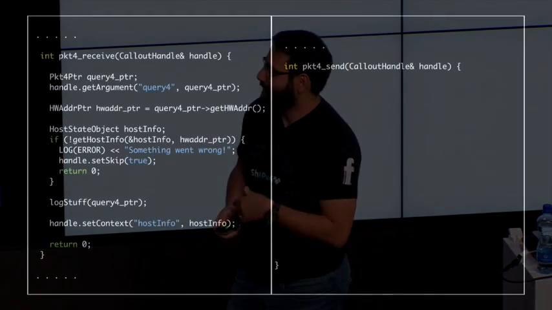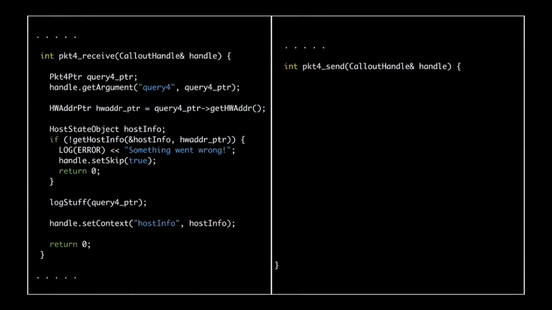I pass the MAC address, and I get back... I pass a pointer to a reference to the host info object, and I get that filled up. And then I do some logging, and I get this host info object, and I set that into the context, which lives for the duration of the handshake.